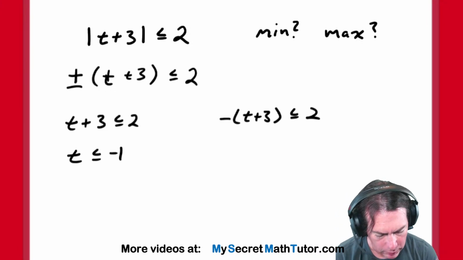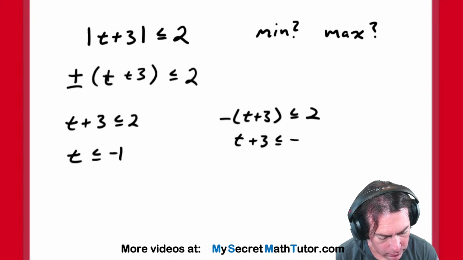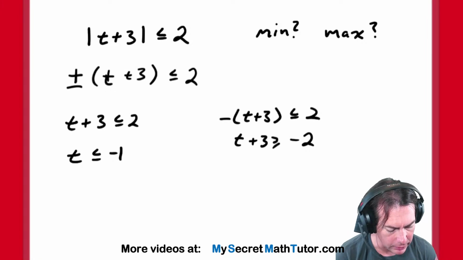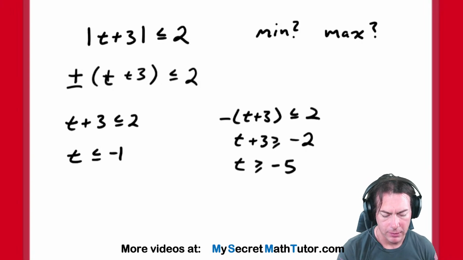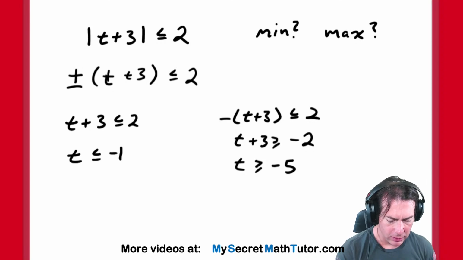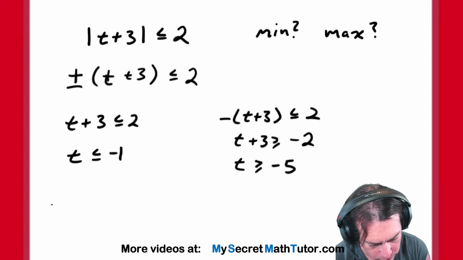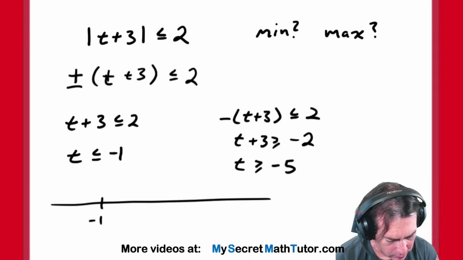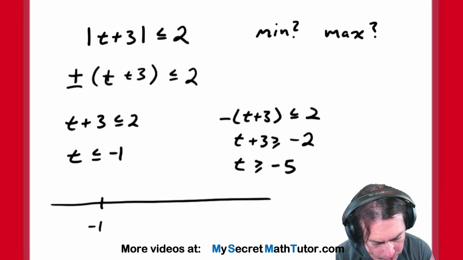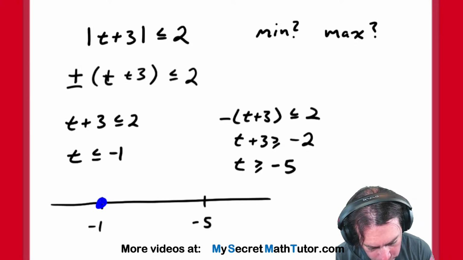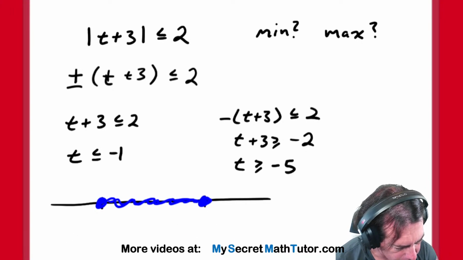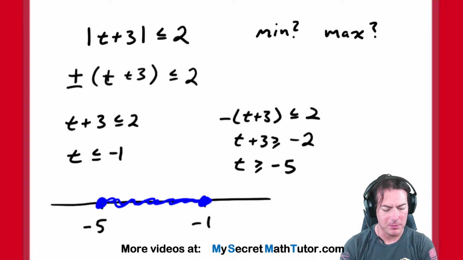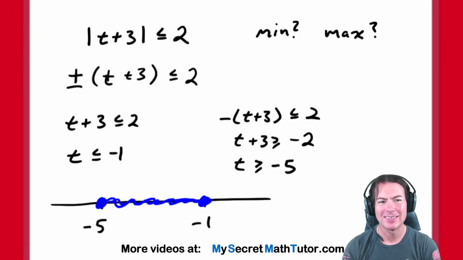So t is less than or equal to negative 1, if I subtract the 3 from both sides. For this one, if I move the negative to the other side, I'd have to flip around my inequality sign. Then I could subtract, and I'd have that t is greater than or equal to negative 5. So what do I have for an answer? It shows that t is less than or equal to negative 1, and greater than or equal to negative 5. Oh, I got a nice little range of things. So negative 1, negative 5, shade everything in between. It looks like the minimum value is negative 1. The maximum value is... Oh, I got those backwards. The minimum value is negative 5. The maximum value is negative 1. And that'd be our two values. Cool.